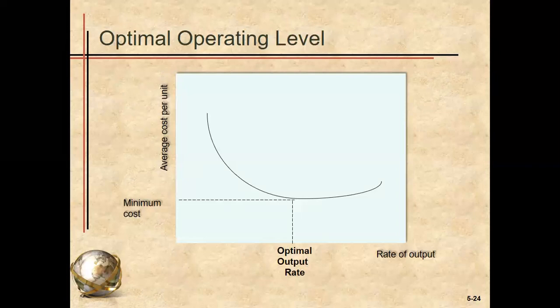The optimal operating level is where we should see the minimum cost and also the optimal output rate, based on the rate of output. See here, the minimum cost is in this position. So we just make a line here and we can find the lowest minimum cost in this condition. So we can check this is the optimal output rate.